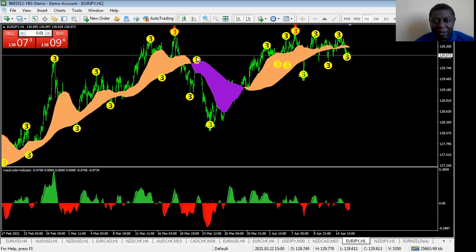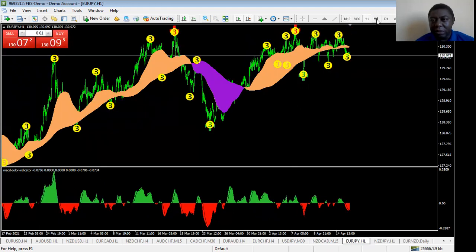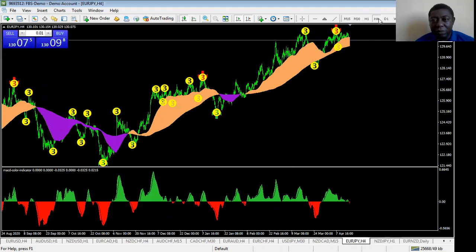See here, there was a retest here. It's breaking through the downward color, and that was it. Boom. Clean. It's so simple, but so powerful.